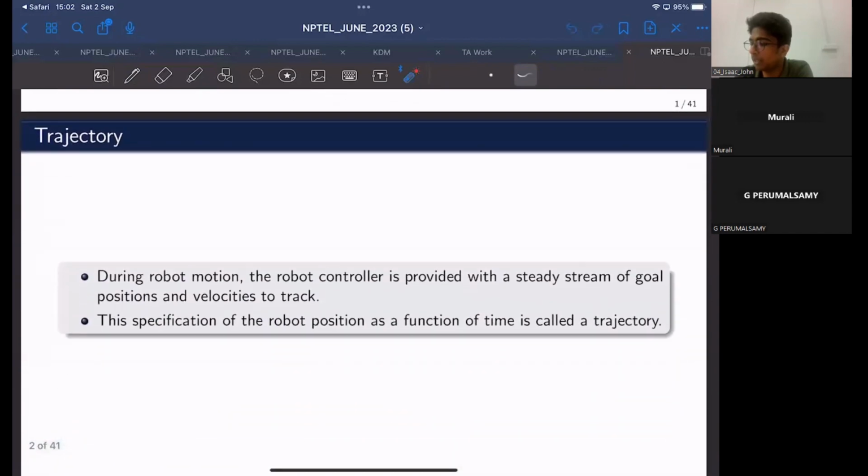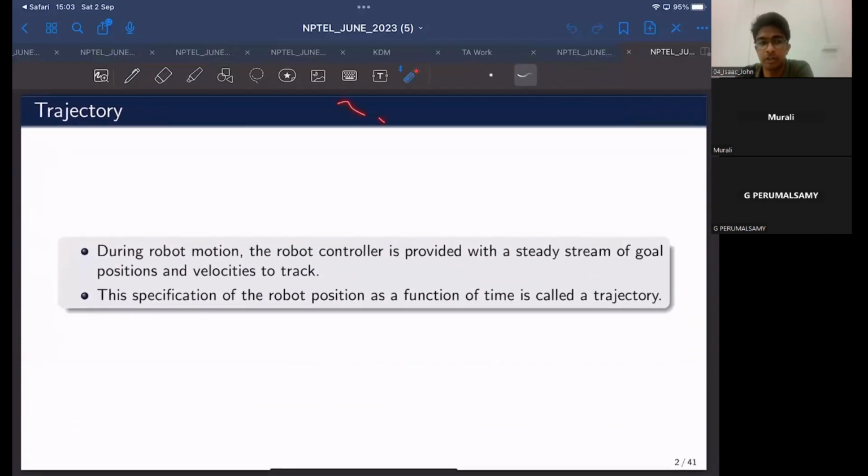So we'll begin with the definition of trajectory. What it says is that during a robot's motion planning, the controller is provided with a steady stream of goal positions and velocities to track. If you want to control a robot, most probably, in the case of a 2-link robot, you will be given an X and a Y position. You could call it a start position, and you would want your 2-link robot, something like this, to go to some other position.